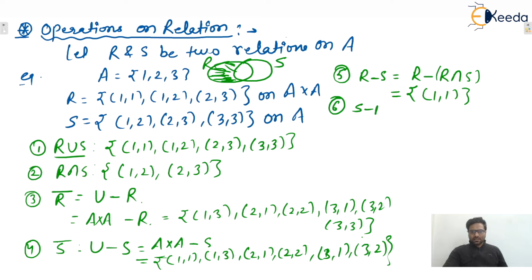Similarly, S minus R will be S minus S intersection R. So what will this be?